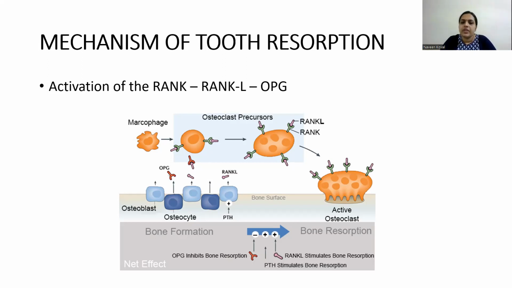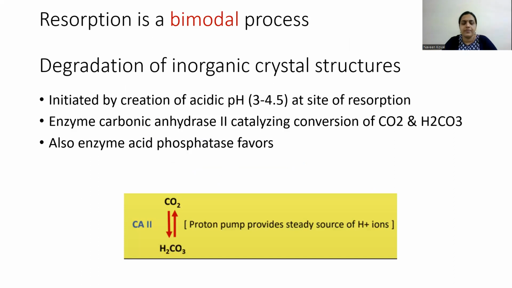Initially, precursor osteoclasts will be present. When the RANK-RANKL interaction takes place, this osteoclast precursor will be differentiated into an active osteoclast, and bone resorption will actively occur. Whereas OPG, that is osteoprotegerin, is against the resorption. Whenever OPG is increased, bone resorption will be less. Similarly, PTH stimulates bone resorption like RANKL, while OPG decreases bone resorption. This is the mechanism of tooth resorption by the activation of the RANK-RANKL system.